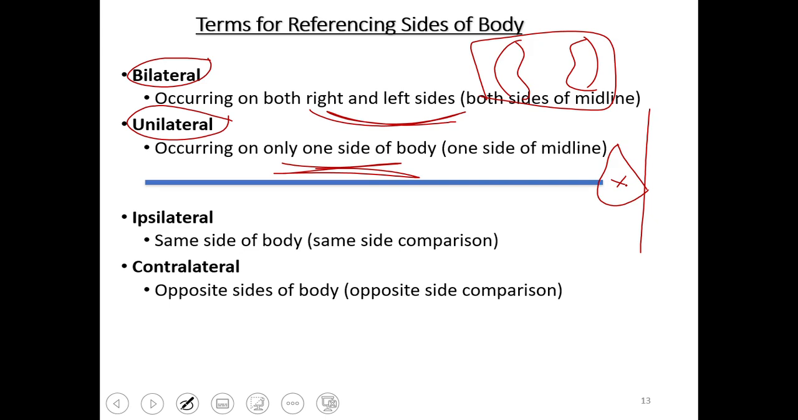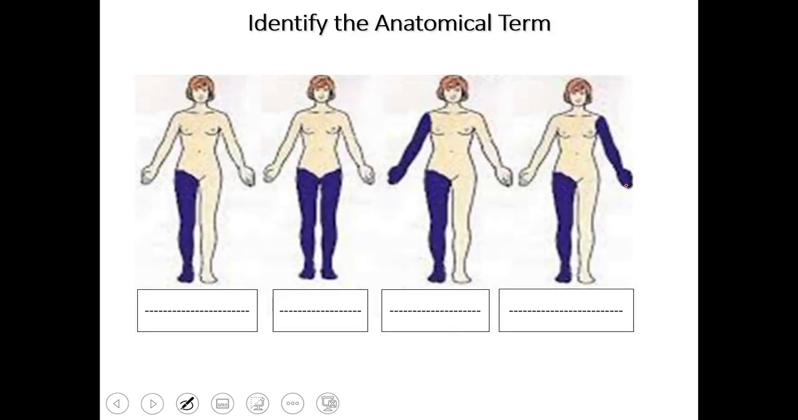Ipsilateral, meaning that we have something at the same side of the body up and down, like the right side of the body up and down, or the left side up and down. Like your right foot and right hand, they are ipsilateral. For example, right shoulder and right hip, they are ipsilateral. Contralateral means opposite sides of the body. So something up opposite to something down, like your right hand with your left foot. They are contralateral.